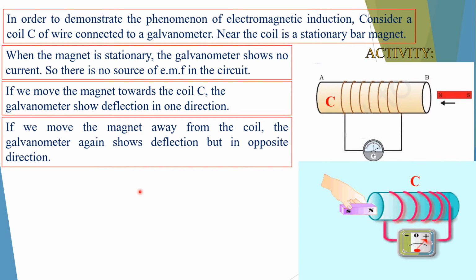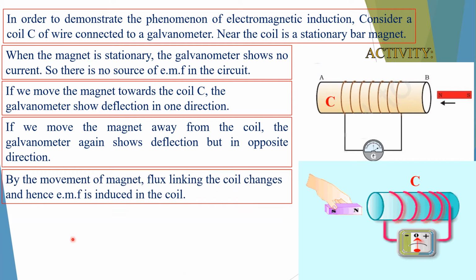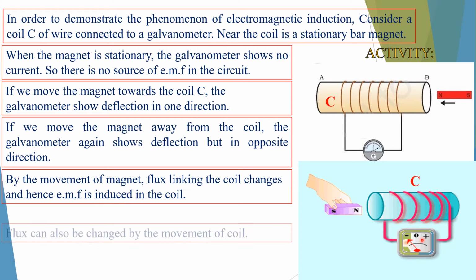By the movement of the magnet, the flux linking the coil changes, and hence EMF is induced in the coil. Due to the induced EMF, the galvanometer shows deflection. Flux can also be changed by the movement of the coil. We can move this coil for changing the magnetic flux.